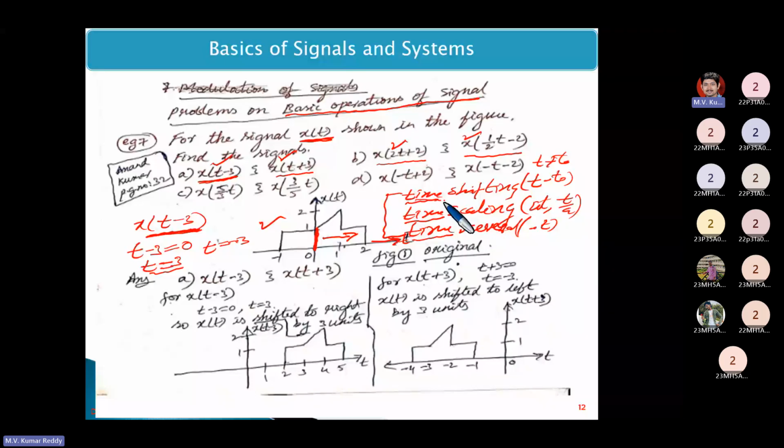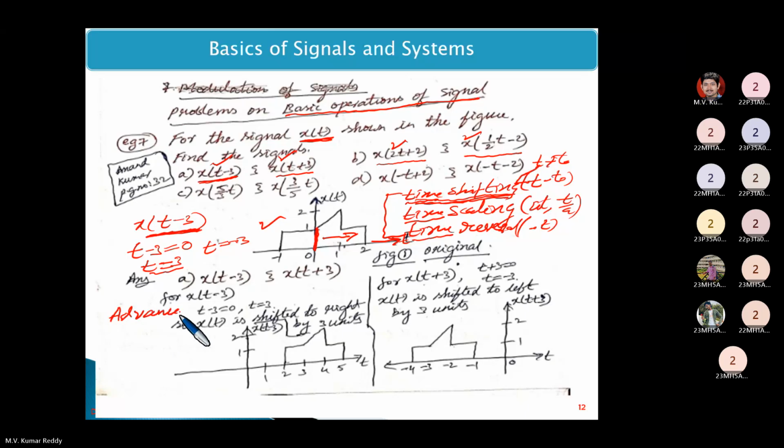Time shifting property. You have to write time shifting property and mention these names. In this time shifting property, again we have two types: time advance and time delay.